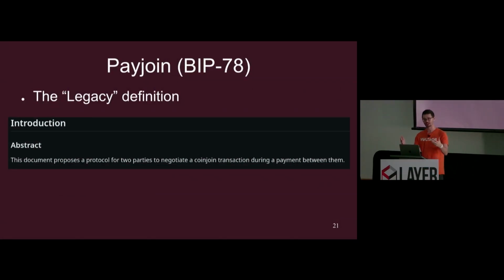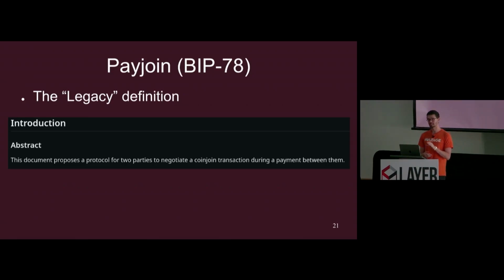So enter Payjoin, right? Payjoin was created in this environment of trying to figure out how to solve this problem, or how to at least provide an alternative solution with a different set of trade-offs. What I will call the legacy definition of Payjoin is directly in BIP 78, which is version 1 of Payjoin: "This document proposes a protocol for two parties to negotiate a Coinjoin transaction during a payment between them."